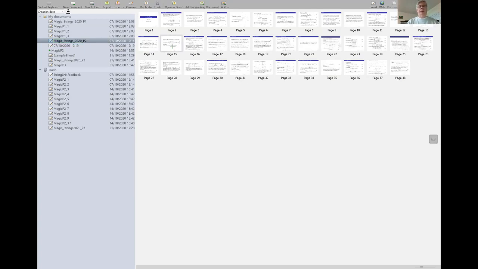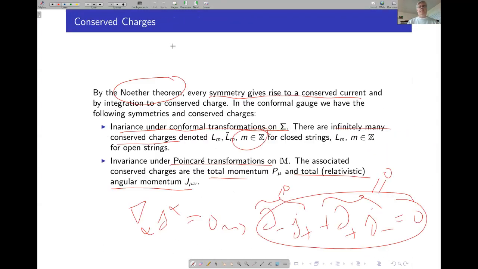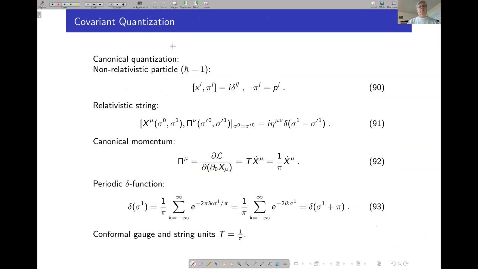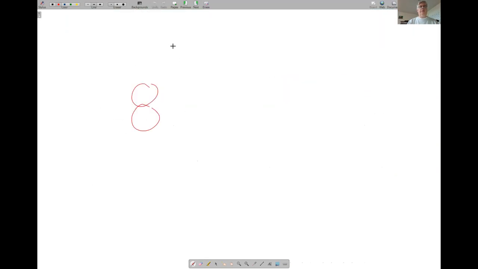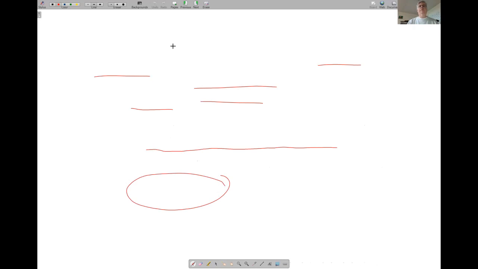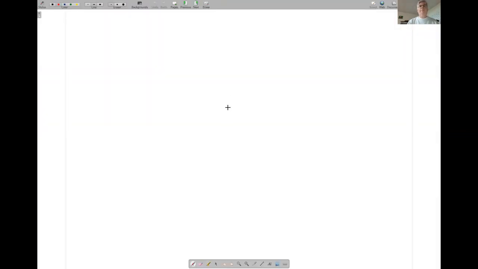Now I have to find my slide. Oh no, this is not the right spot, so I need to scroll forward. No, sorry, probably too far, sorry. Oops, what happened here? Maybe I need to reload my document. So let's go to this page here. Oh, sorry.